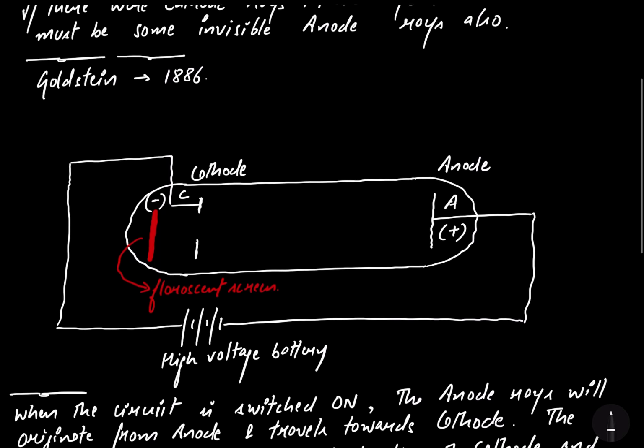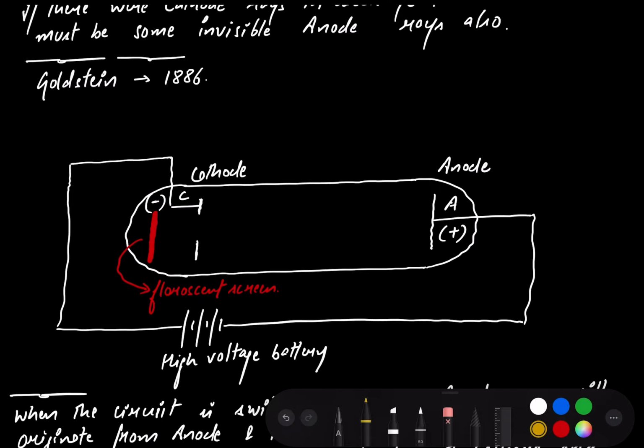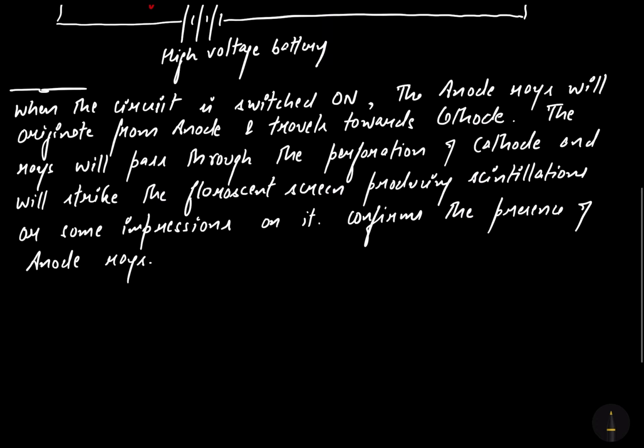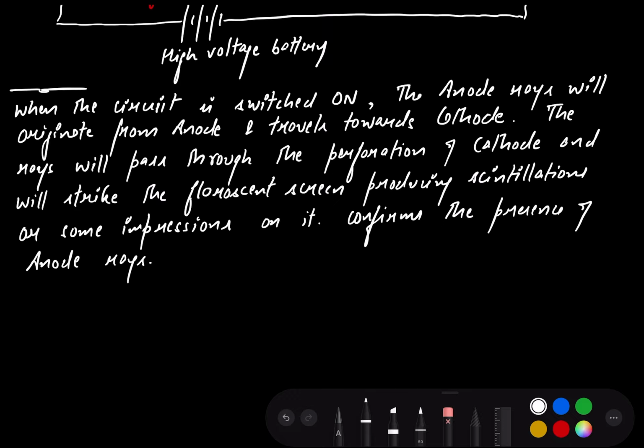Let's come to the diagram. What will happen when the high voltage current is passed? The rays will originate from the anode and will travel towards the cathode. They will pass through the perforation and will strike the fluorescent screen, due to which some impressions, some scintillations are produced on the fluorescent screen, confirming the presence of anode rays in the discharge tube. So, let's talk about the features, the characteristics, or the properties of the anode rays.